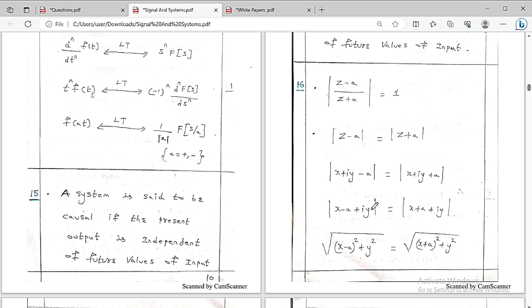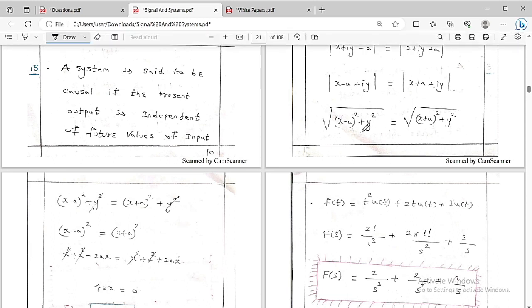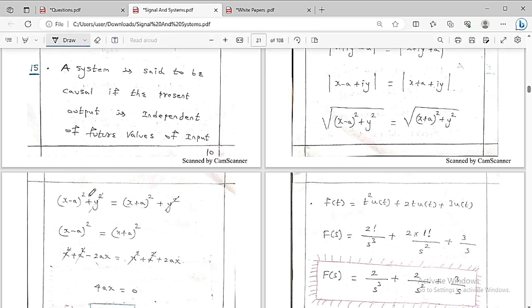I have taken the real part on one side and the imaginary part on the other side. Then what am I going to get? Mod of x minus a plus iy is equal to mod of x plus a plus iy. If you try to find the modulus, it is under root of (x minus a) whole square plus y square is equal to under root of (x plus a) whole square plus y square. So this is the modulus of the complex number. The square roots are going to get cancelled, and finally if you expand, we are going to get (x minus a) whole square plus y square is equal to (x plus a) whole square plus y square.